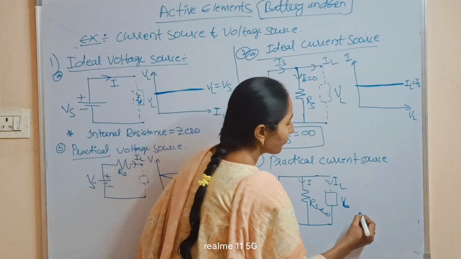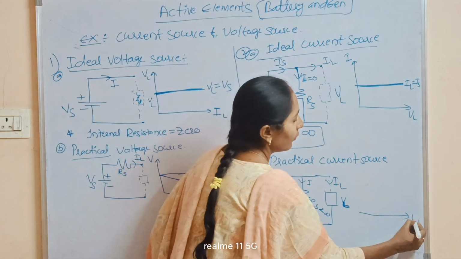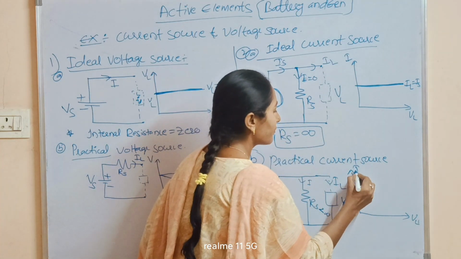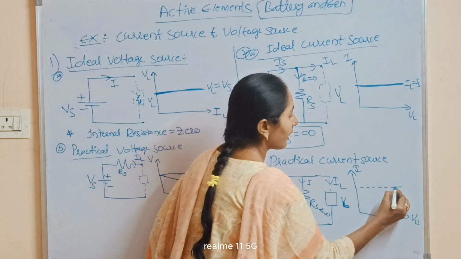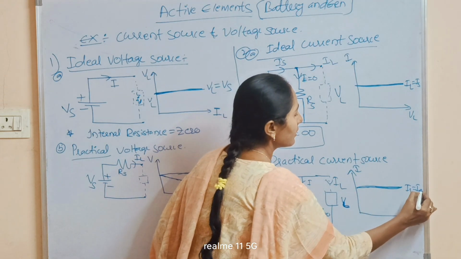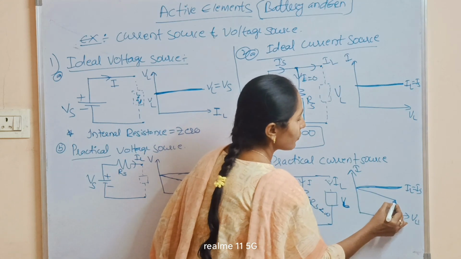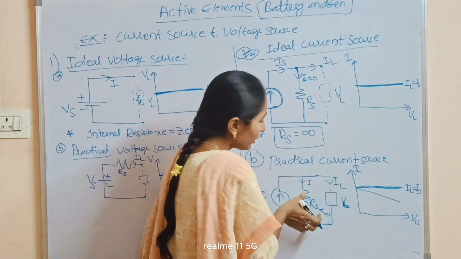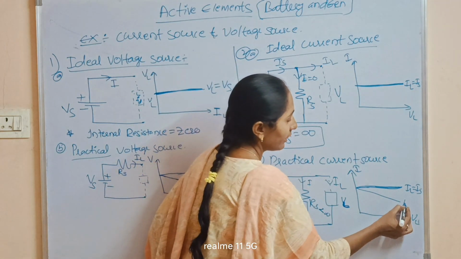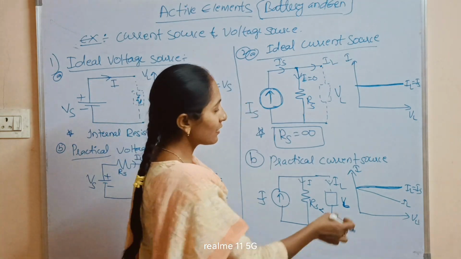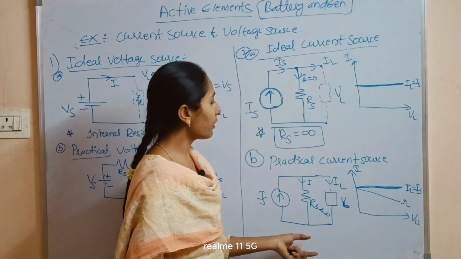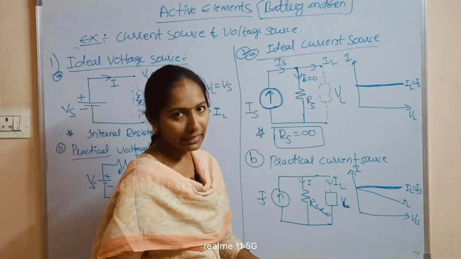On the x-axis, when we are changing the load voltage, the current I is a constant value. That is for the ideal consideration, IL equals IS. But in the practical consideration, there is a drop due to this resistance, so the current is IL here. This drop is due to the I into RS drop. This is for practical consideration, and this is for ideal consideration.